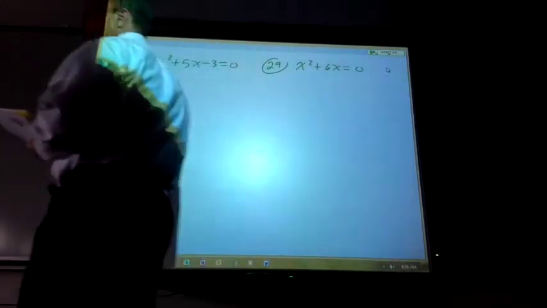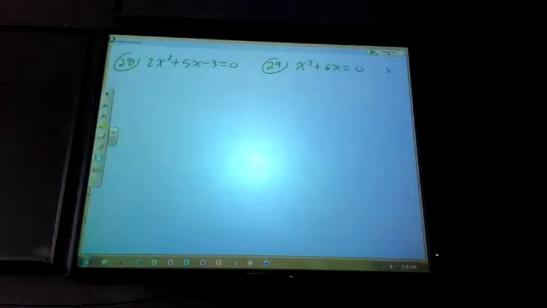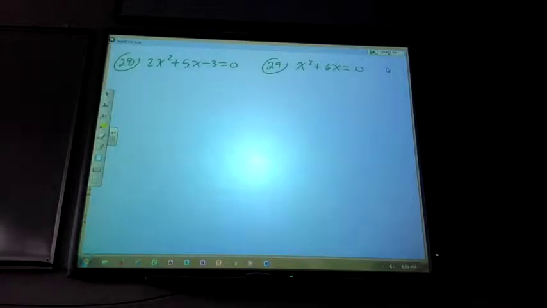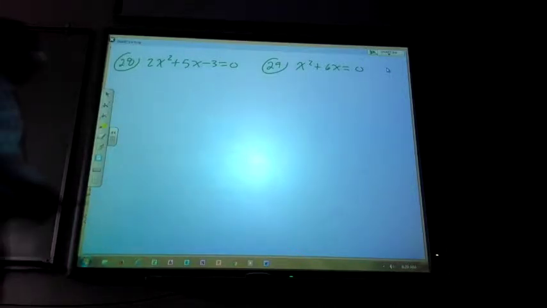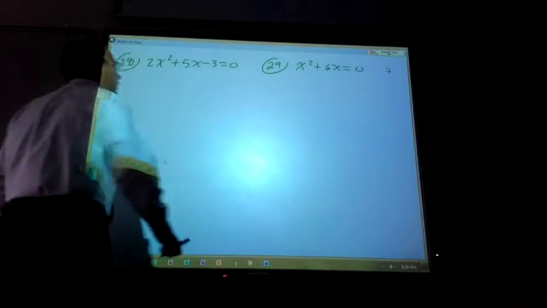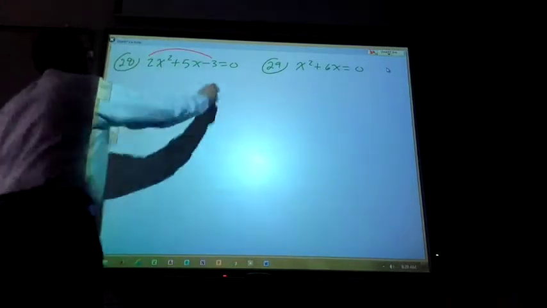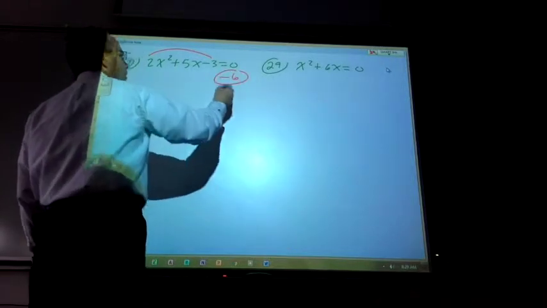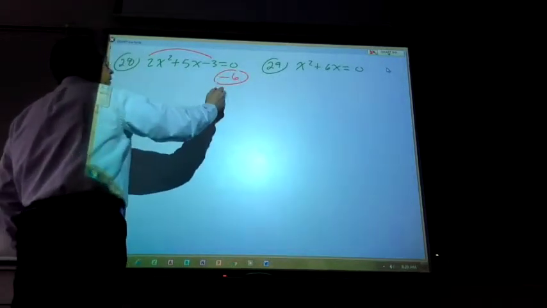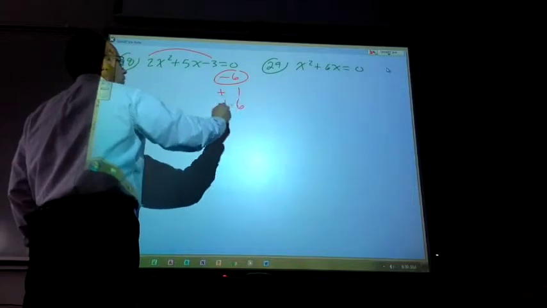They are both ready to start solving. Why are they both ready to start solving? They're both equal to 0. So what is my magic number on number 28? There's not a greatest common factor. My magic number is what? Negative 6. If it's negative 6, I know what? My signs are what? Positive, negative. So factors of 6: 1, 6, 2, and 3.